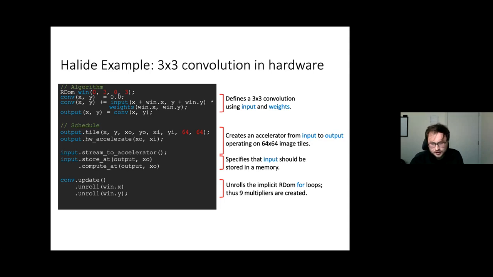Each scheduling primitive has an interpretation in the context of our accelerators. For example, store_at and compute_at indicate which intermediates to materialize in which level of memory hierarchy.